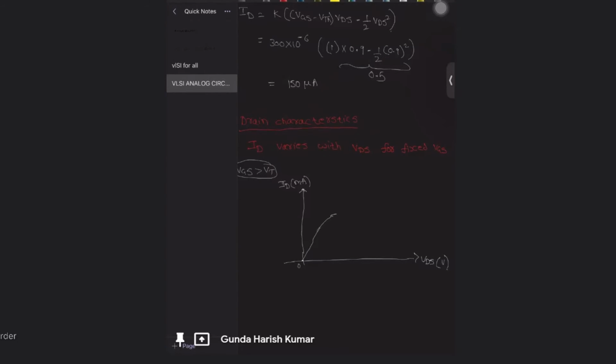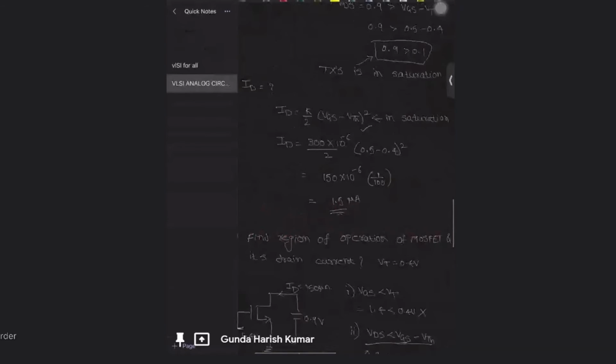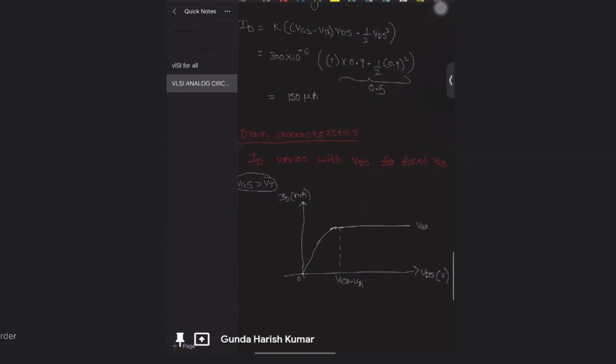So if my VDS is small, it will be like a linear kind of thing. Then if VDS is larger, it is more like a parabola kind of thing. And if VDS reaches a certain value, VGS minus VTH, suppose I'm dealing with VGS1, it reaches saturation. There the current is constant. It doesn't depend on VDS. You can say there is no term of VDS in this equation. So the current is saturated here. So this is for VGS1.